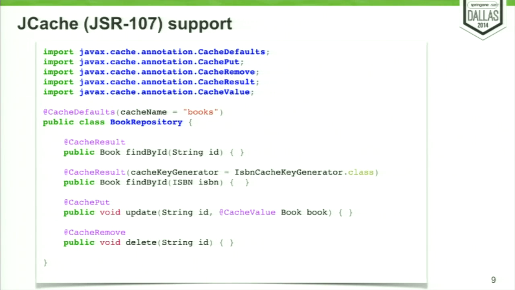With JSR 107, you have to provide the value you want to update to the cache, and you have to annotate that with @CacheValue. So if you forget to put @CacheValue, it will break. This is the reason why this is a book argument instead of a return type.